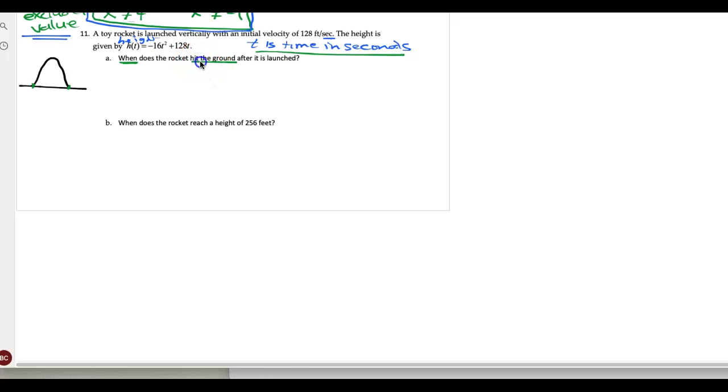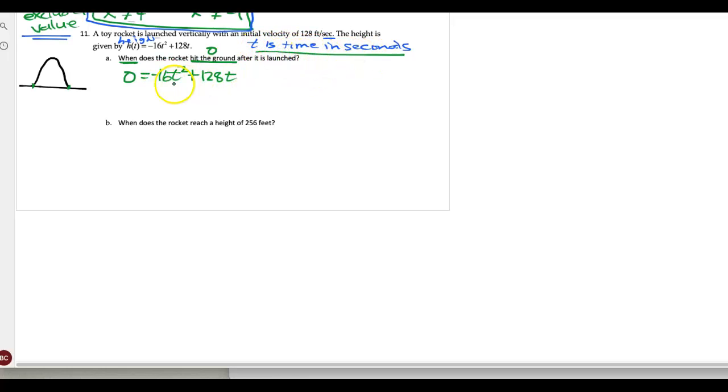So when it hits the ground, what is the height of the ground? That is 0. So it's not really telling you, but it is telling you that h of t is going to be 0. So I'm going to put 0 in place of my h of t, because my height is 0, equals negative 16t squared plus 128t. And now I need to solve this.